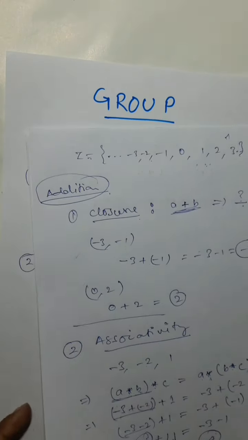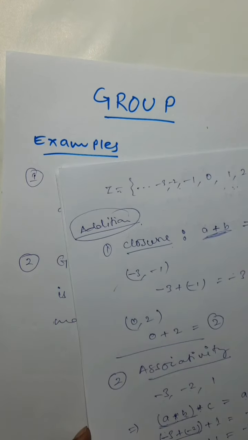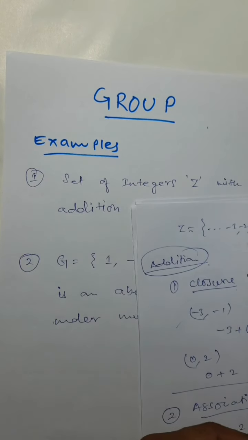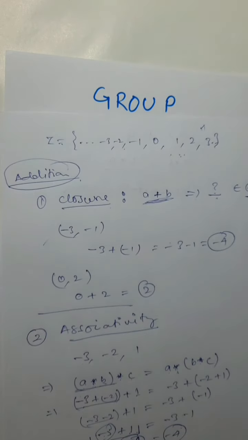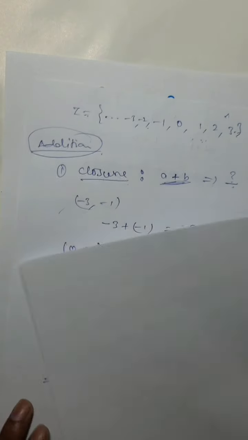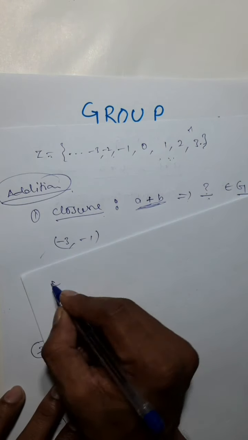Next, we have to show the existence of identity and the existence of inverse here. Let me consider another. Existence of identity.